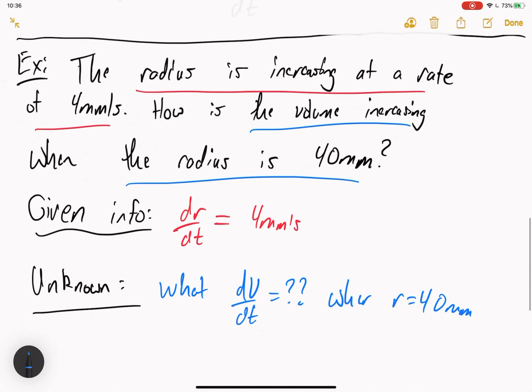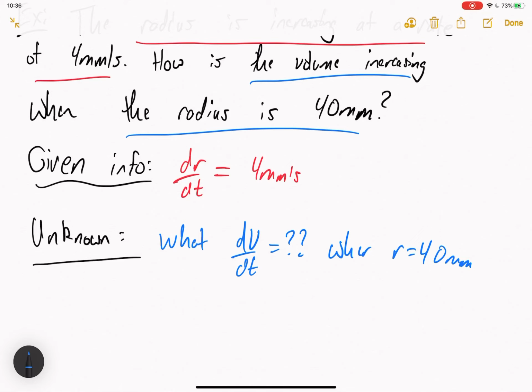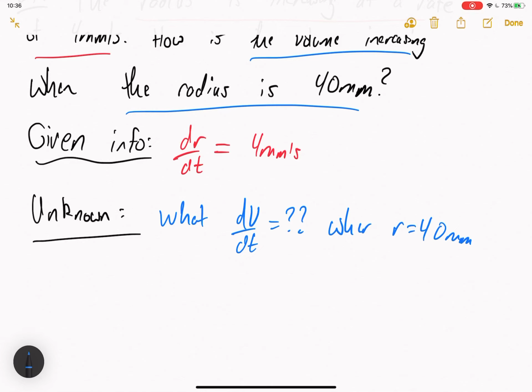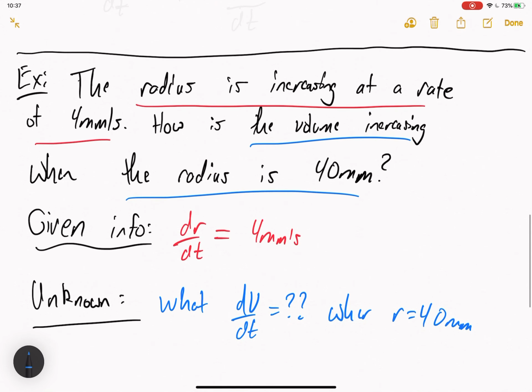One of the key things about these problems is knowing what is really going on, being able to read it. The fact that the radius is increasing at 4 millimeters per second means that the derivative of the radius is equal to 4 millimeters per second. If volume is increasing, that's going to be dV/dt. And when the radius is 40 millimeters, it just means you specify a certain value of the radius.